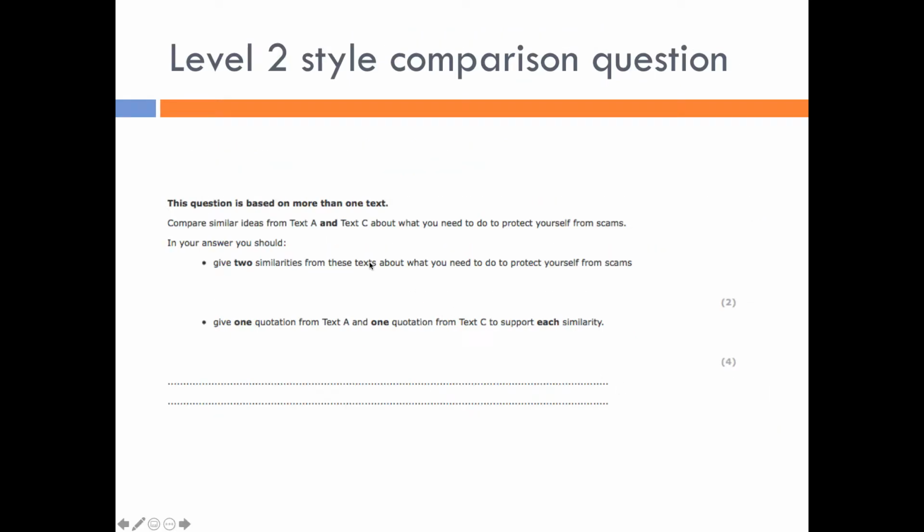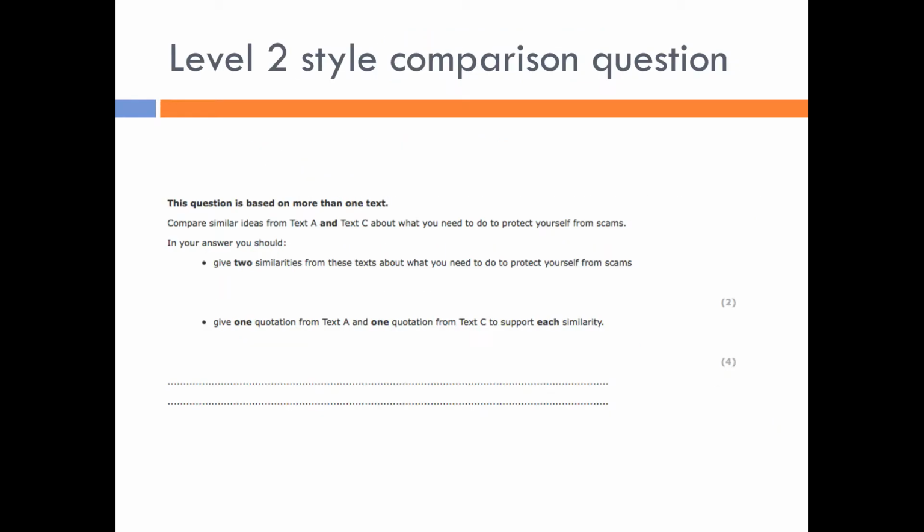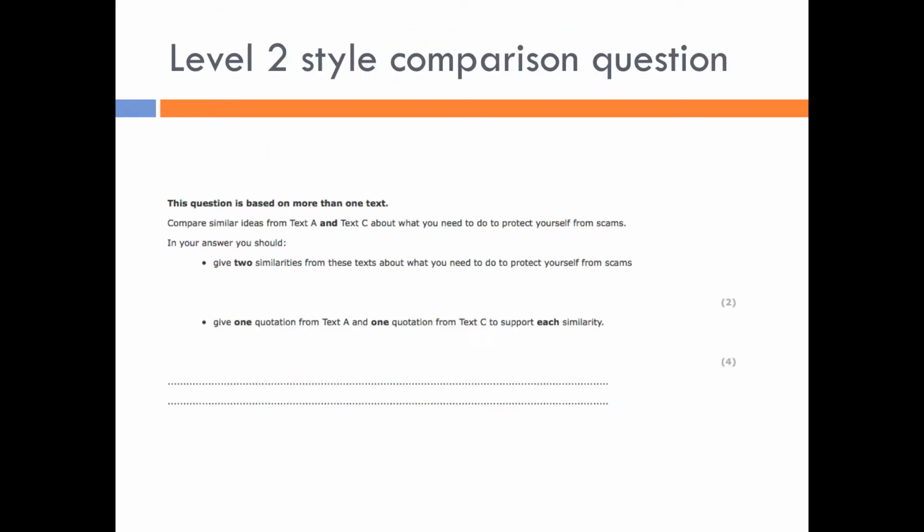So compare some ideas about what you need to do to protect yourself from scams. Again, it's about saying what's the same, and the quotation supports each similarity. A key thing with both of these questions is that the idea and the quotation need to be worded differently. We'll look at that further on. So what you don't want to do is, say for example, the quotation from text B was hurricanes killed 20 people. You wouldn't say hurricanes killed 20 people because it's not the same idea in both texts. So you want a general idea which is the same and then a specific quotation to support that idea.